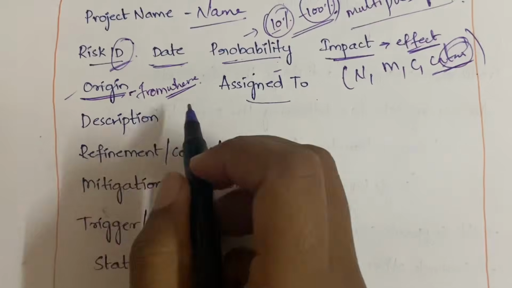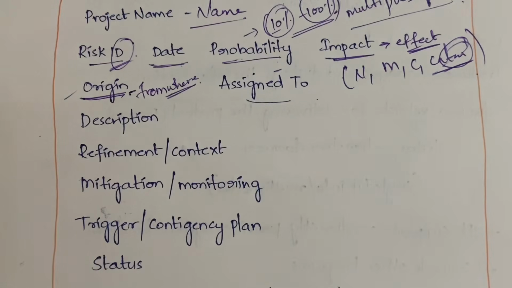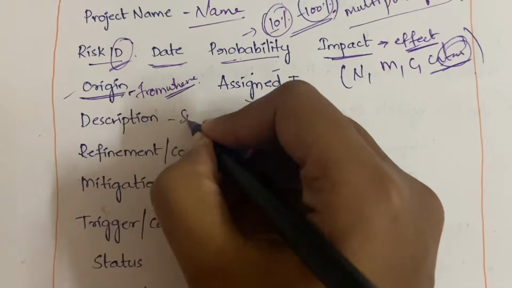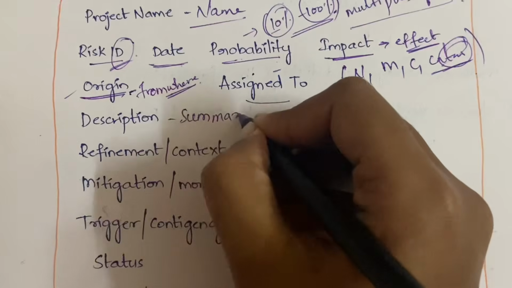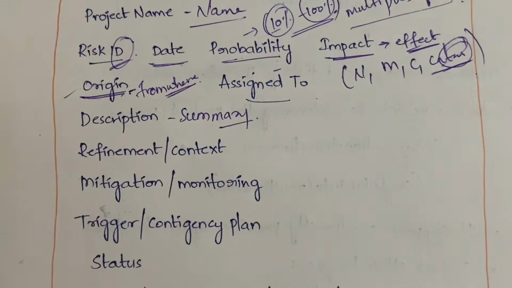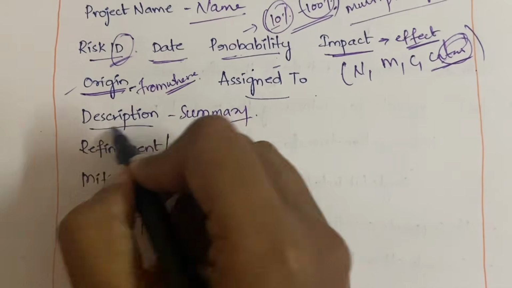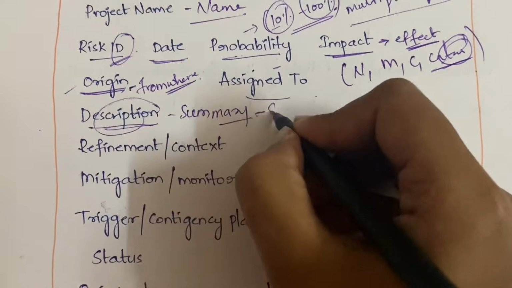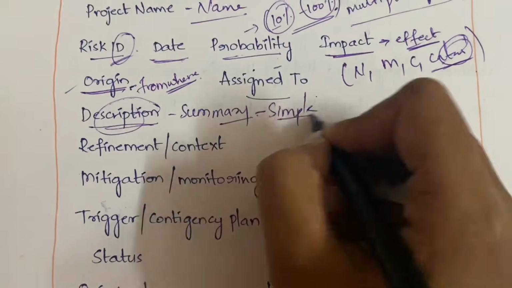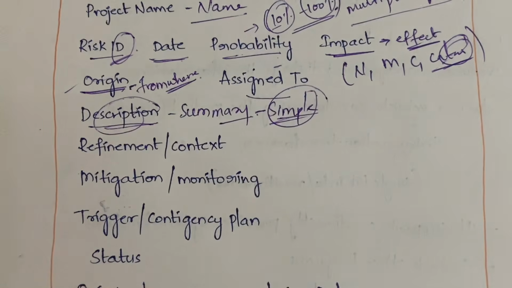Okay, next, description. Description is nothing but the summary of the risk. So summary, why it has occurred, where did it start, so initially was there any risk like this. So all the summary related to the risk will be written in the description section, and this description section should be very simple so that everybody who will read it can understand. Okay, got it? So this is the description.